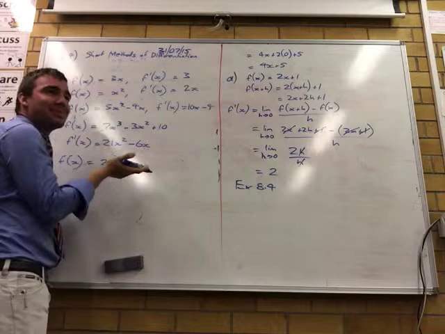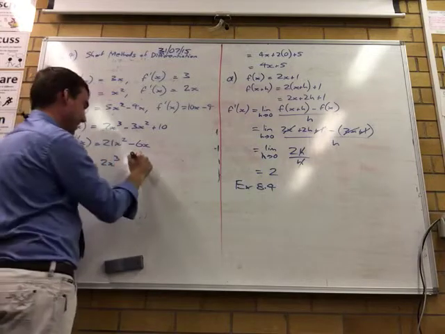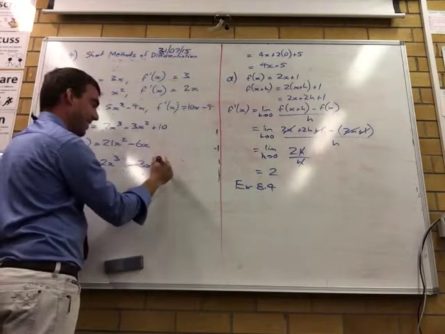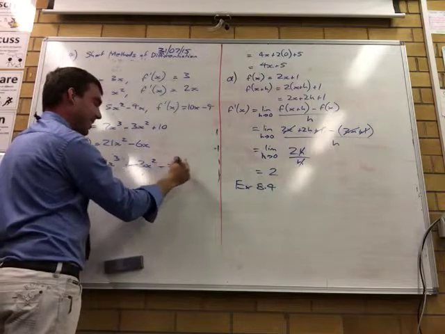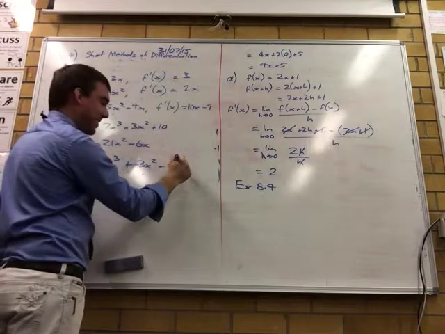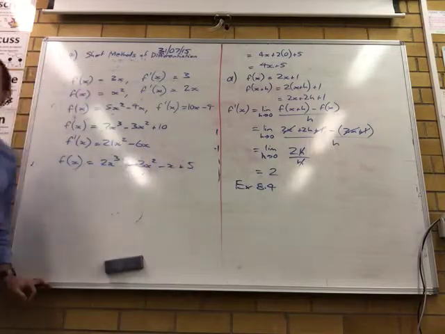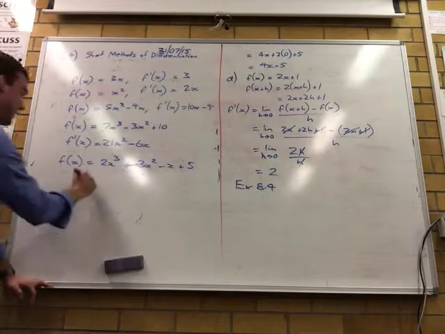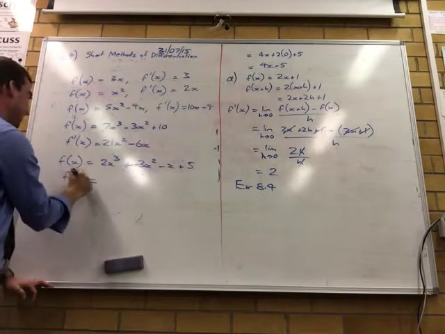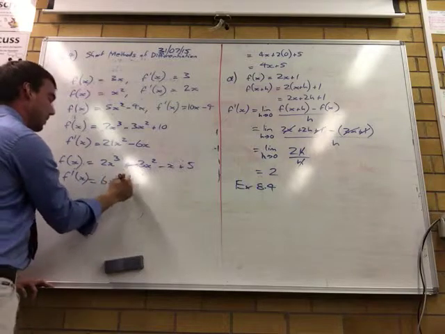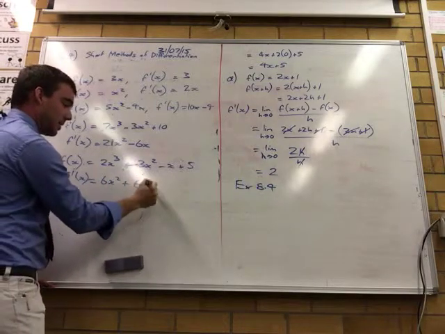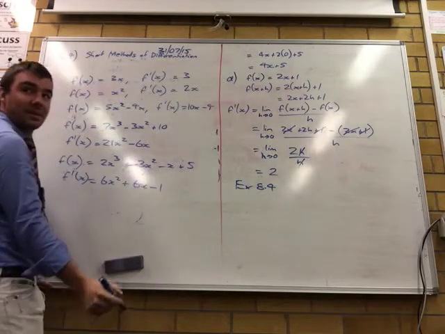How hard is it to put random numbers in front of the same letter? 3x squared, take away x, plus 5. What's the answer then? Is it 6x squared plus... hang on. Yes? x squared plus 6x and negative 1? Yes.